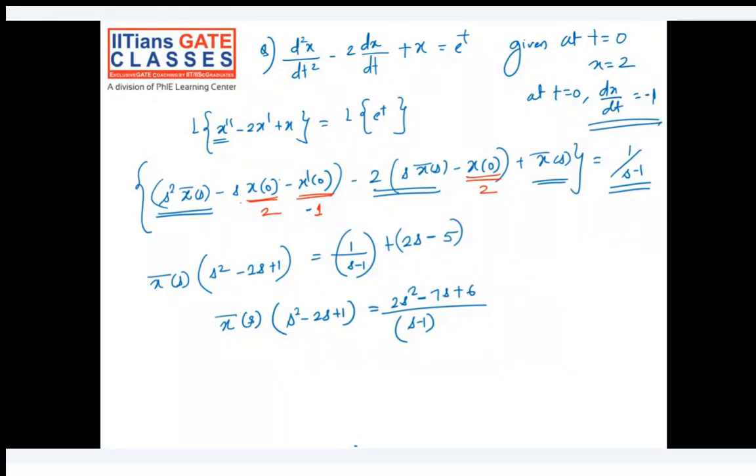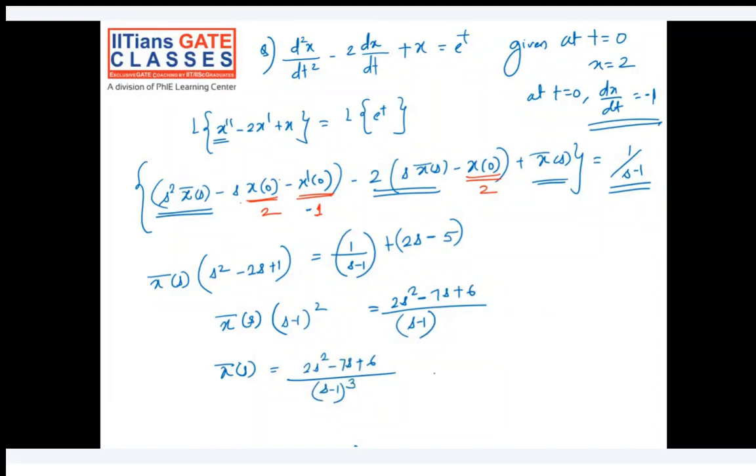And if you focus on the left hand side here, what is this? x square minus 2s plus 1. It is again s minus 1 whole square, right? So x bar of s, what you are getting is 2s square minus 7s plus 6 divided by s minus 1 whole cube. So this is our step number 3.